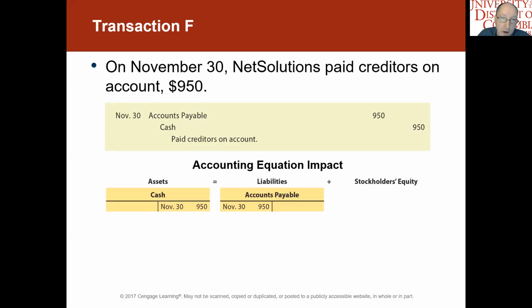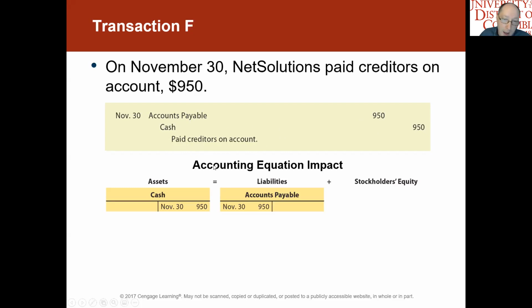Looking at the next transaction on November 30th, the company paid our creditors $950. Now, again, our creditors are the people that the company owes for the purchase of things like inventory, right? So we are going to reduce our accounts payable and reduce our cash. To do that, November 30th was the date. We debit accounts payable to reduce accounts payable by $950. And we reduce our cash by crediting our cash, $950. And our note is paid creditors on account.